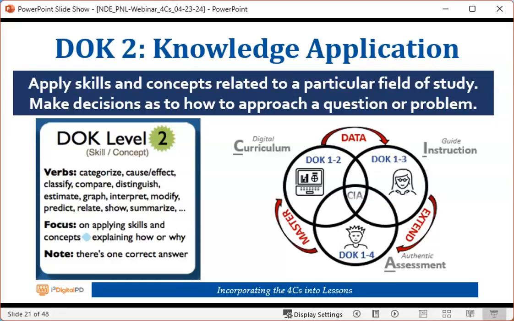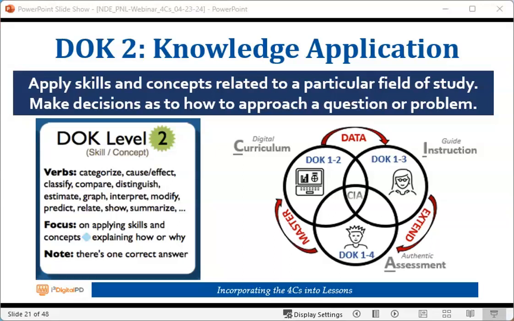We told them the formula for finding the perimeter, or they learned how to find the area of a rectangle. Now they can apply those skills and concepts related to their particular field of study. They're making decisions on how to approach a question or possibly a problem, but there's still one right answer. This is why technology is so good at this, because when there's one right answer, it's easier for the technology, or even a quiz in your Canvas course, to determine if it's right or wrong.